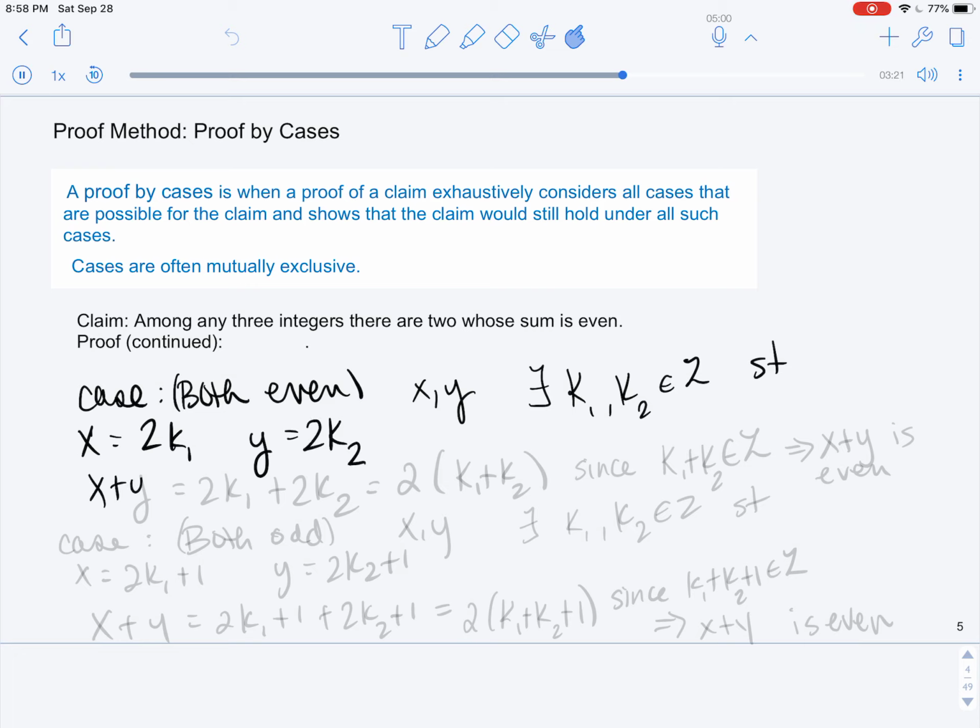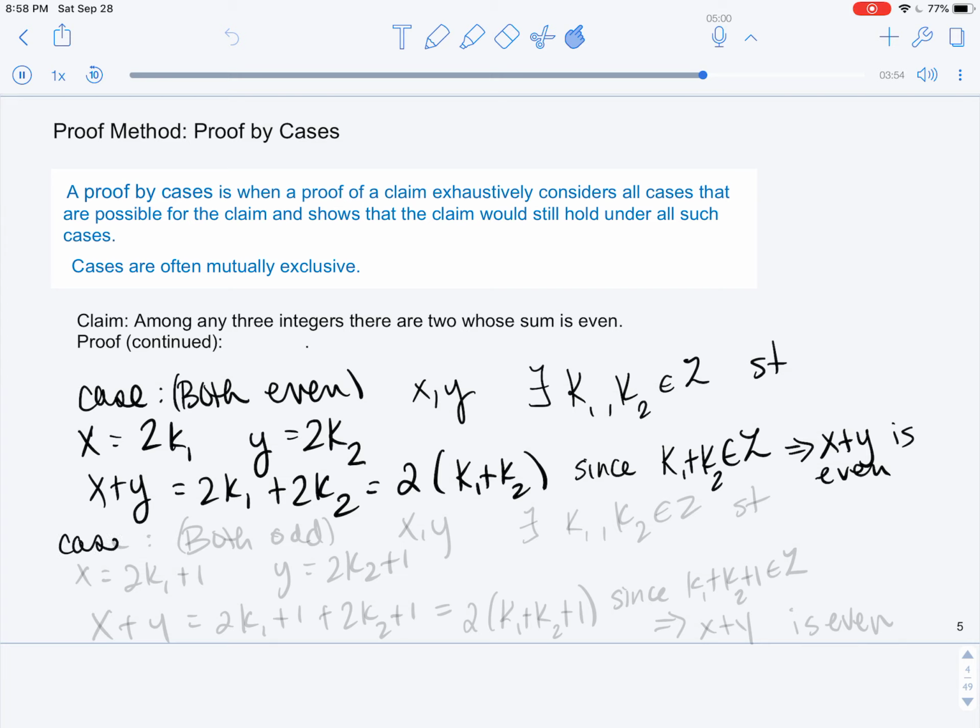Now when we consider their sum, we will have 2k1 plus 2k2. When we factor, we will get 2 times the sum of k1 and k2. And since the integers are closed under addition, we know that k1 plus k2 is an integer, and this implies that x plus y is even because we have written it in terms of 2 times an integer.